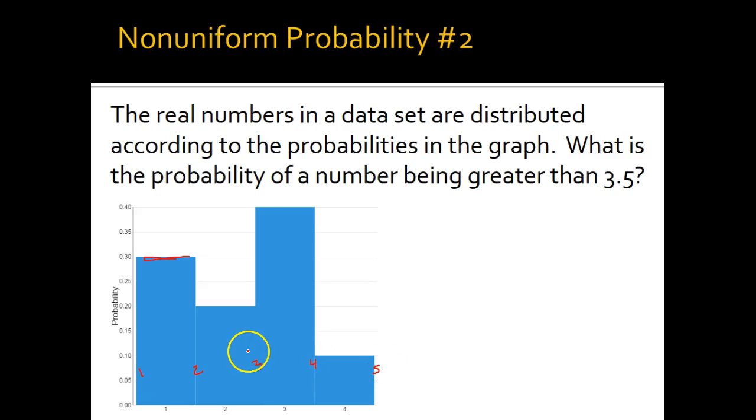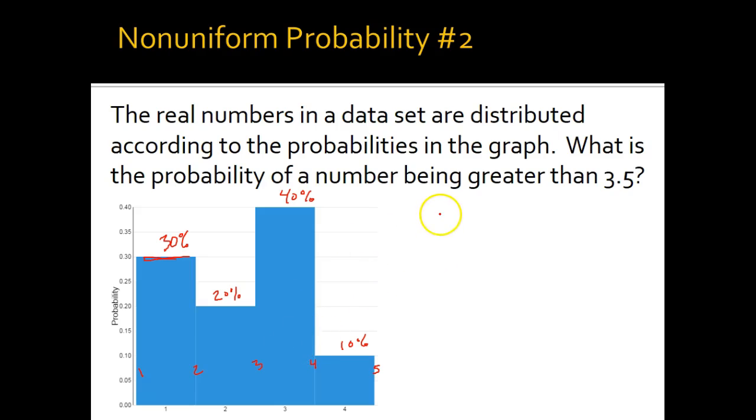I think that's how this should have been labeled. Okay, so the probability for between 1 and 2 is 30%. Probability between 2 and 3 is 20%. Between 3 and 4, that's 40%. And between 4 and 5, that's 10%. And you can see that if you add those all together, that's 100%.